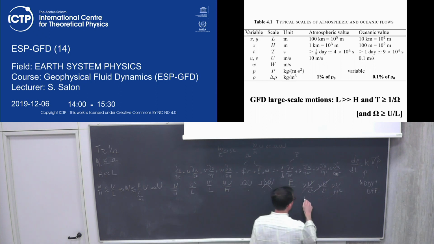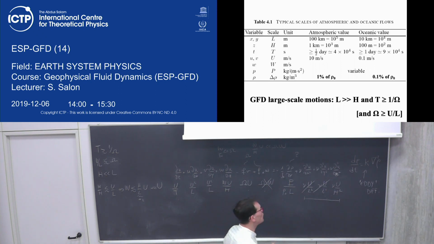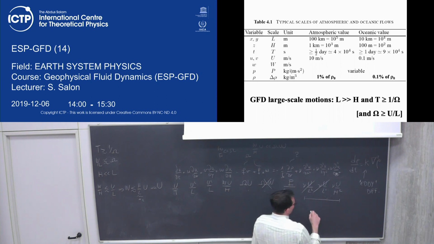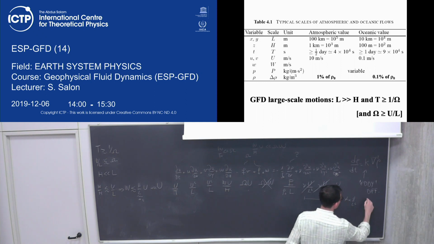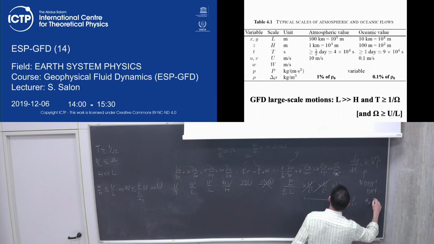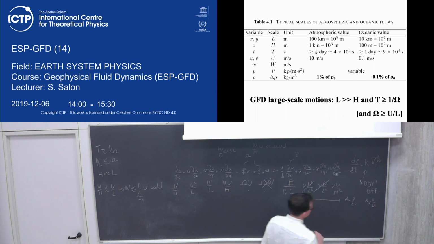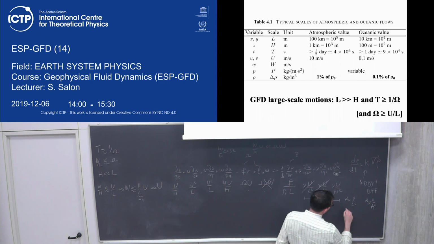In some consideration, and you will see this if you work with models, usually in the models people try to use different numerical constants for the viscosity. In particular, people write capital A_H, U over L squared for these two, and capital A_Z or V vertical, for U over H squared, okay? In this case, this value is much smaller than that value.